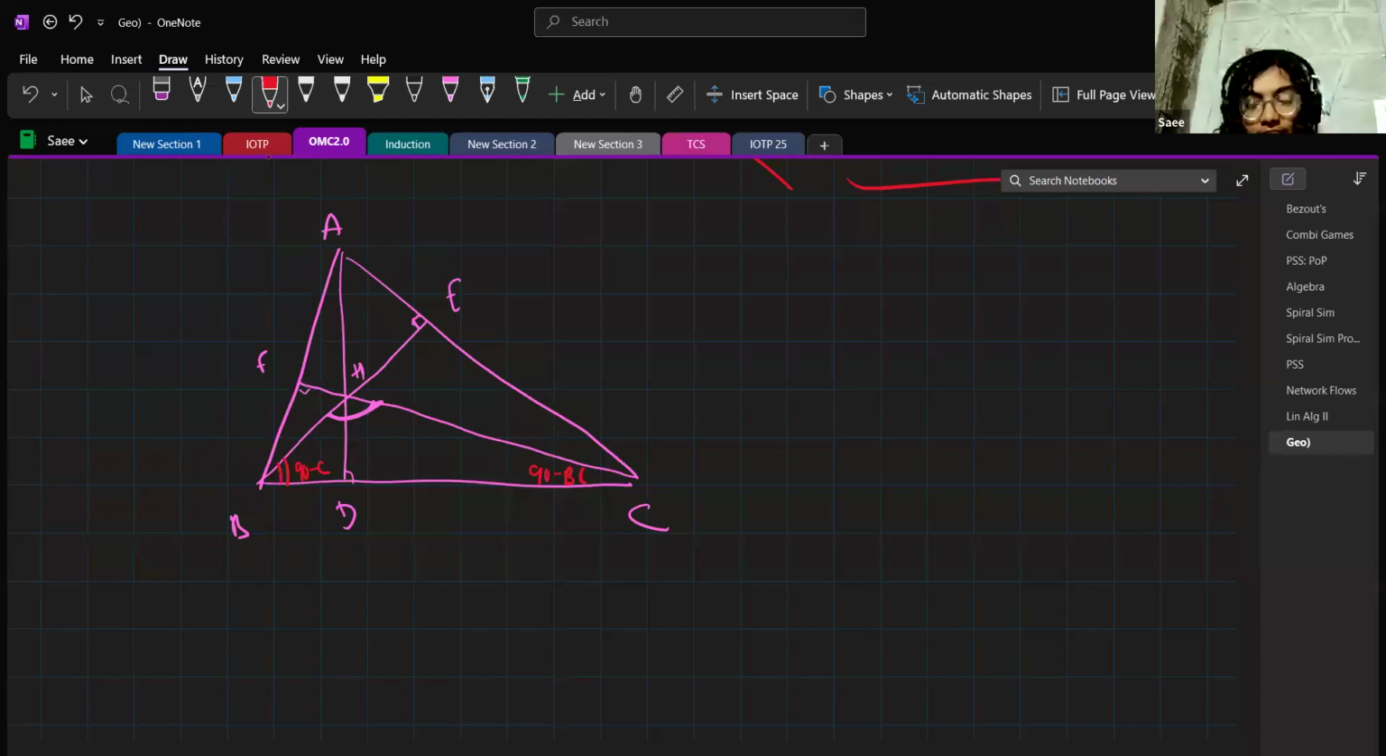So one way, as suggested by I didn't see who suggested it, I think Lavish, was that we can calculate this. This is 90, and this is C, so this is 90 minus C. And similarly, this is B and this is 90, so this is 90 minus B. Now we can just use angle sum in this and find this.